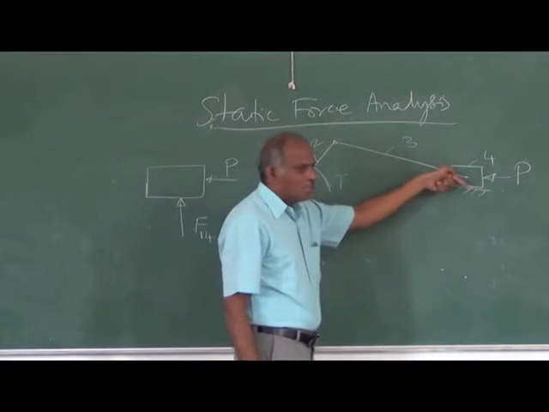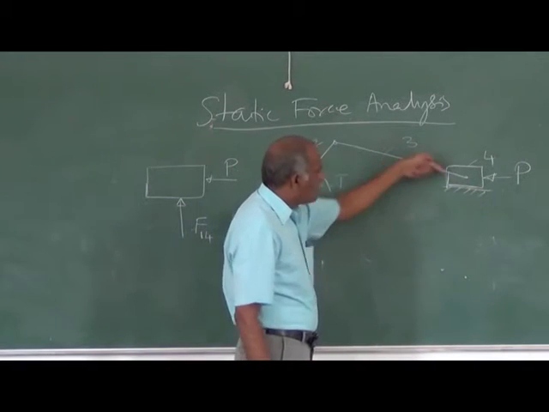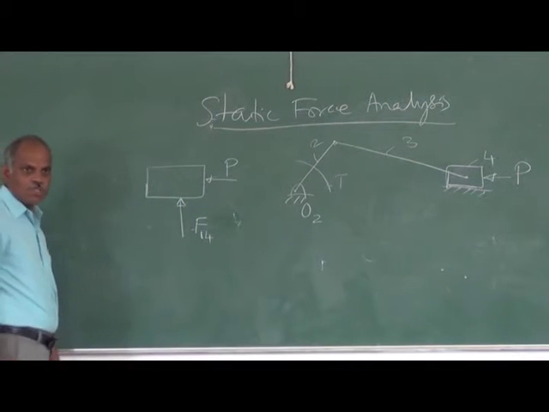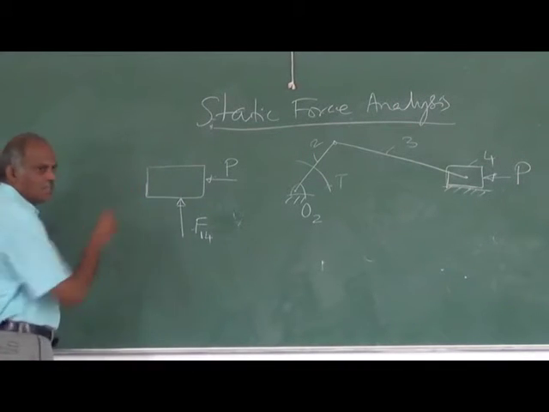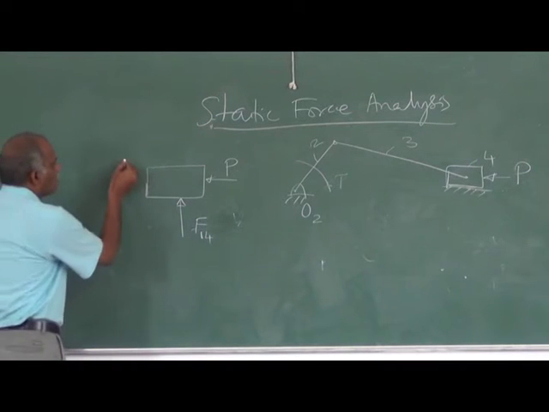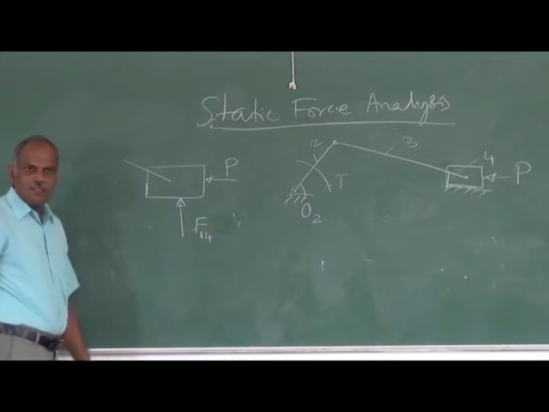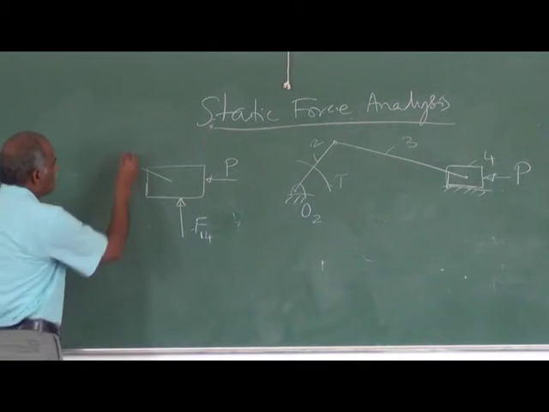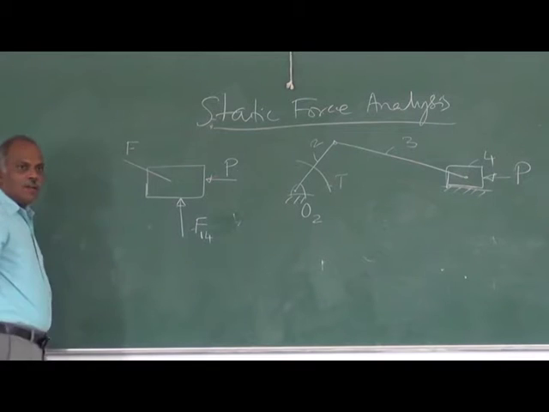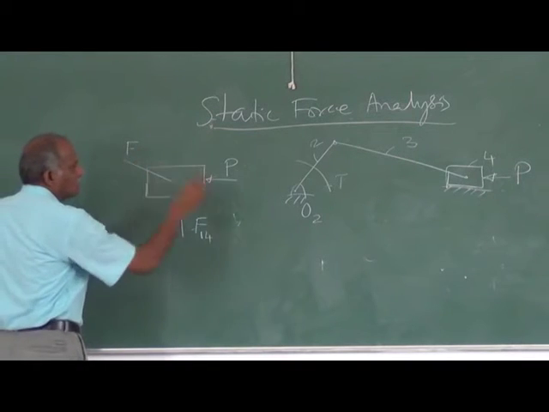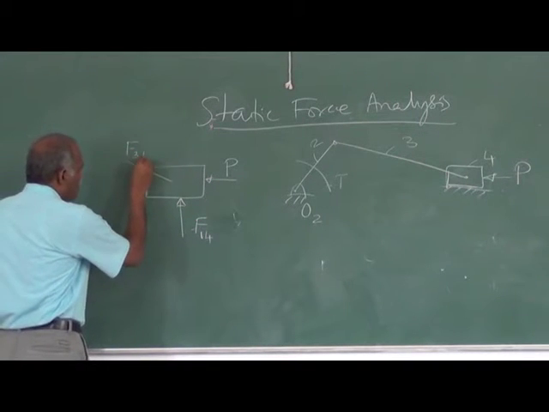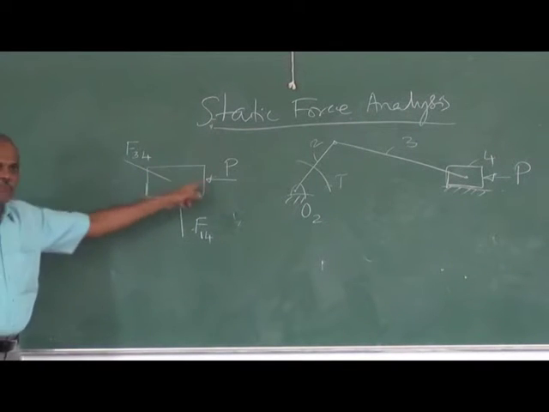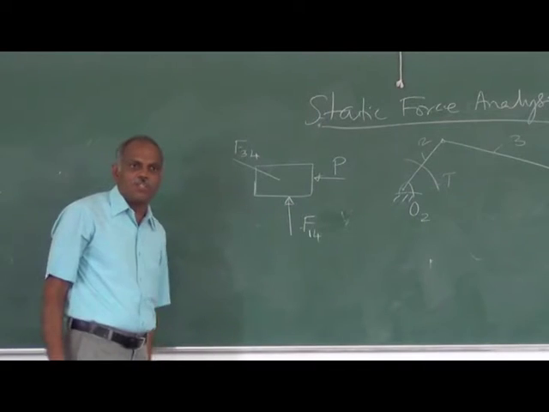Now there is one more constraint, which is the coupler, which is connected here, that will also impart a force. So that force will be acting on this body. That force is given by the notation F3,4, applied by 3 on 4. So we have the 3 forces which are acting on this piston.